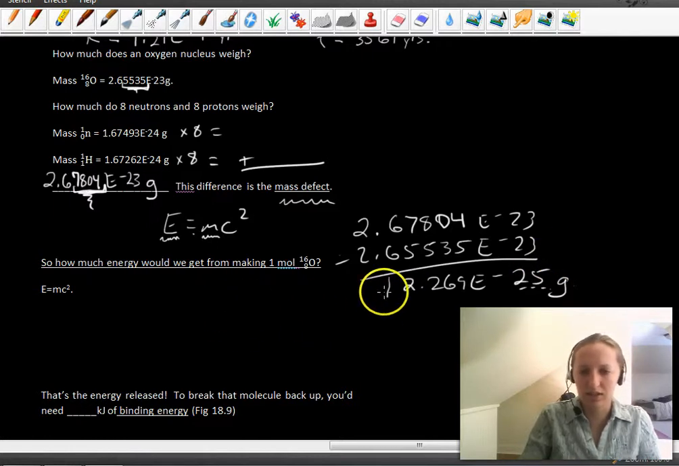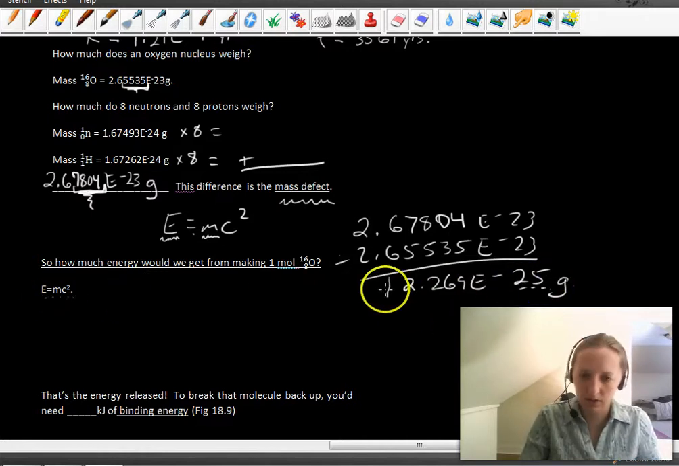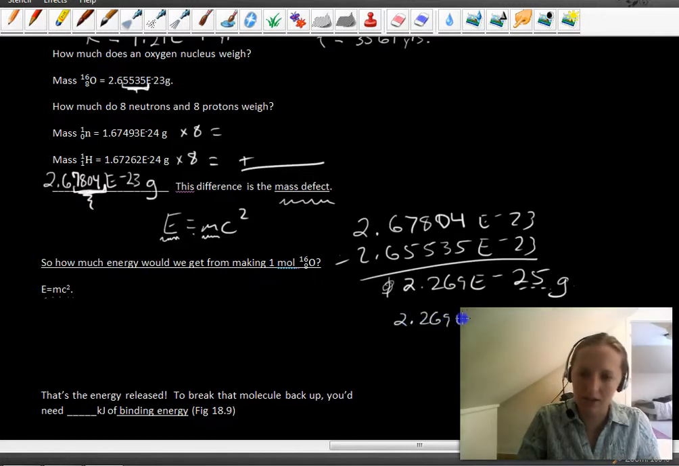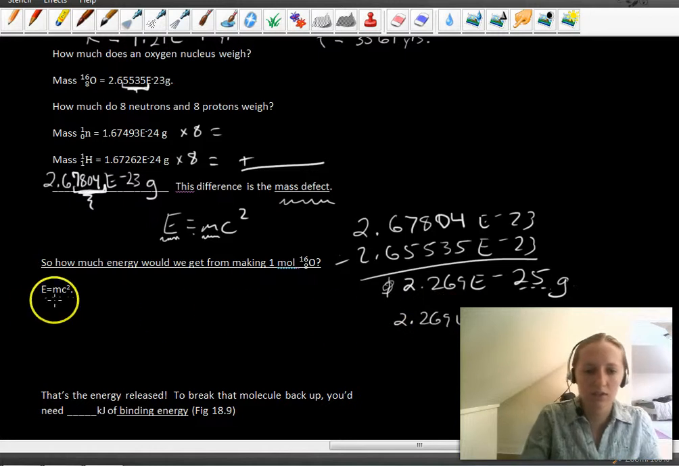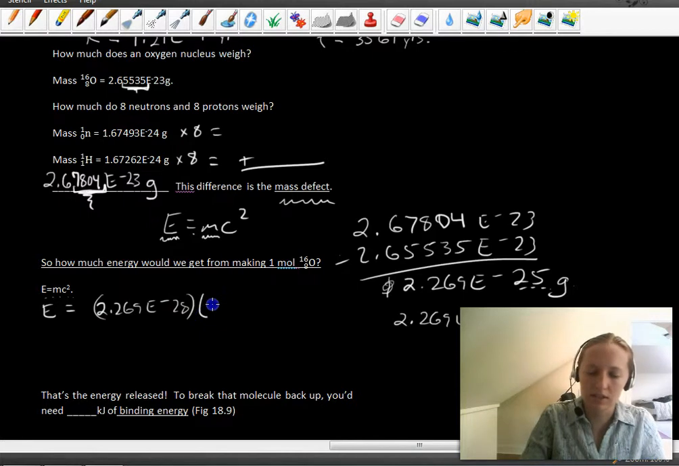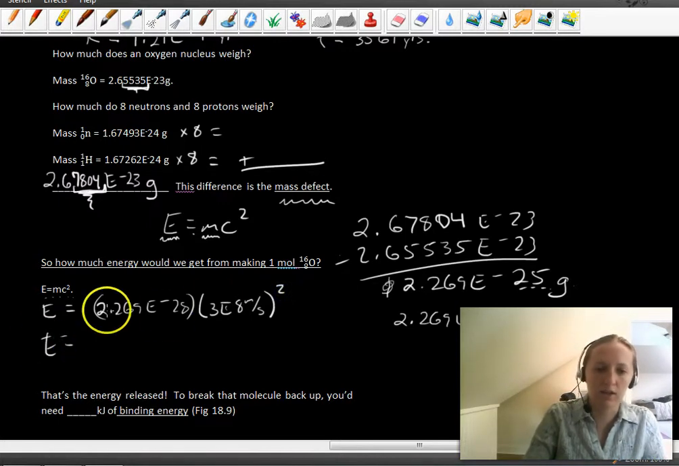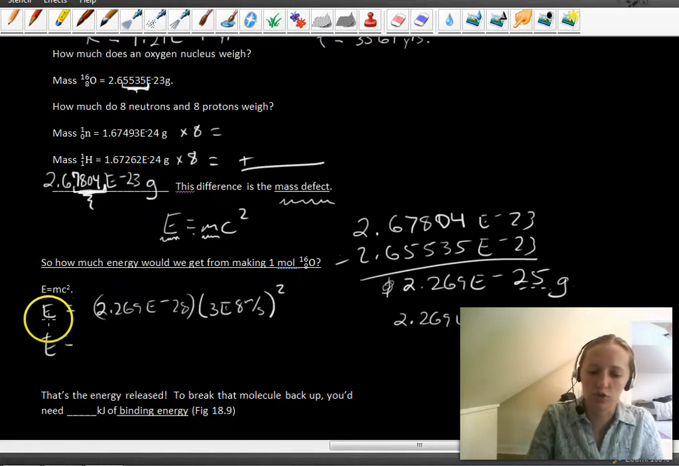And we are going to need to stick this number into E equals mc squared. E equals mc squared requires kilograms, so that's going to be 2.269 e to the negative 28 kilograms. So we stick that in to this. E equals 2.269 e to the negative 28. And then the speed of light is 3e8 meters per second. And then you square that, and you end up with an energy. The reason you need kilograms is because energy is in joules, and joules requires kilograms meters per second squared.